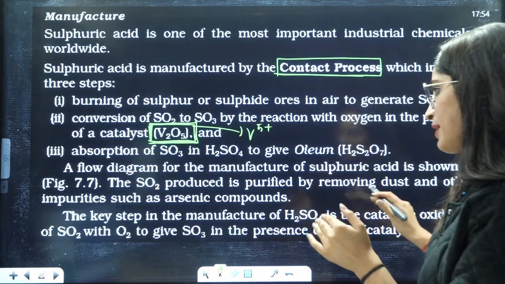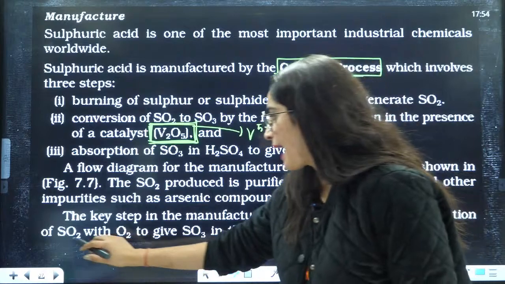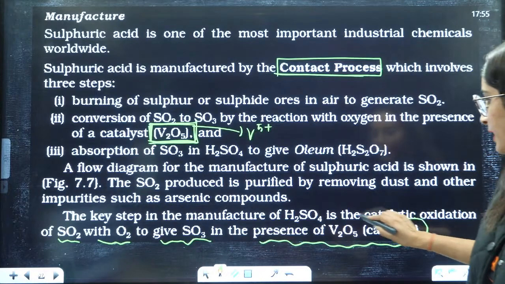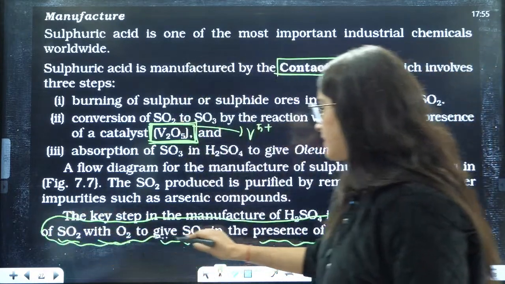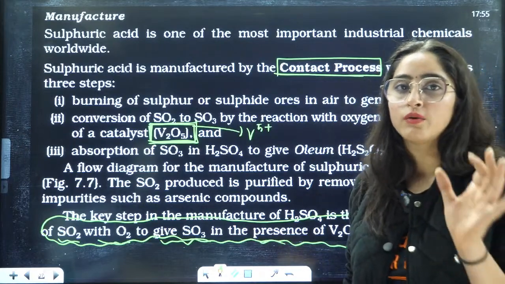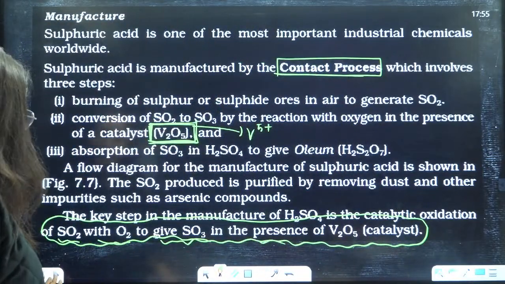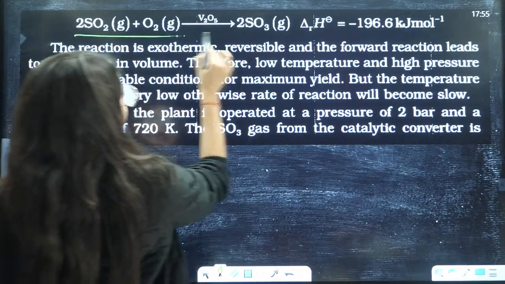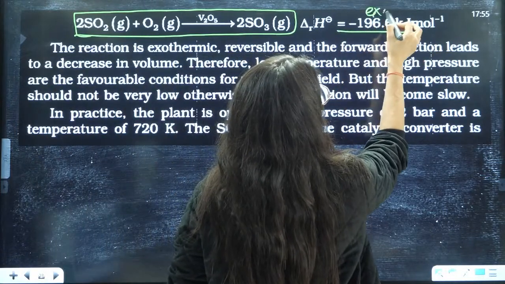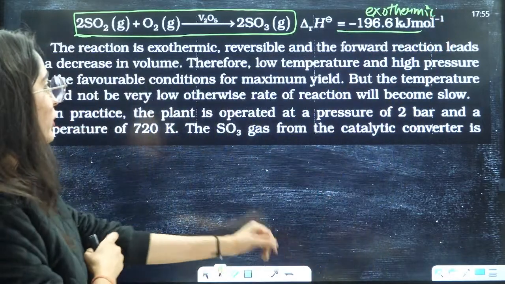A flow diagram of the manufacture is given to you. The key step in the manufacture of this is catalytic oxidation of SO2 with oxygen to give SO3 in the presence of vanadium. This is the point that you need to remember here, right? What was the catalyst? What is the name of the process? What kind of catalyst and which oxidation state was used, right? Okay, and that was the overall reaction. And also the important thing is that this is an exothermic process. This is also very, very important for you, right?